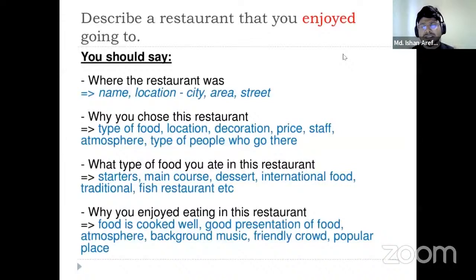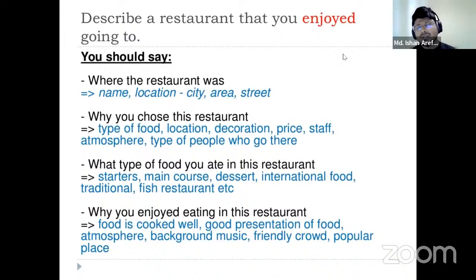Where the restaurant was. This is the first question. You can say the name, location, city, area, and street of the restaurant. Maybe the restaurant was in the Banani area of Dhaka city. You can say that. Why you chose this restaurant? You can say about the type of the food, location, decoration, price, staff, atmosphere, type of people who go there. You can discuss a lot of things here because you have 2 minutes.